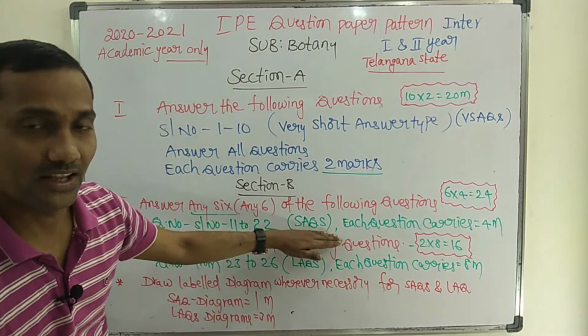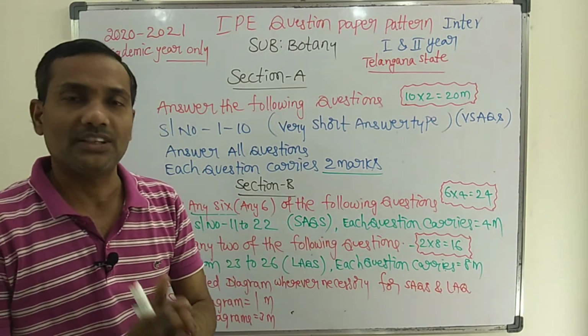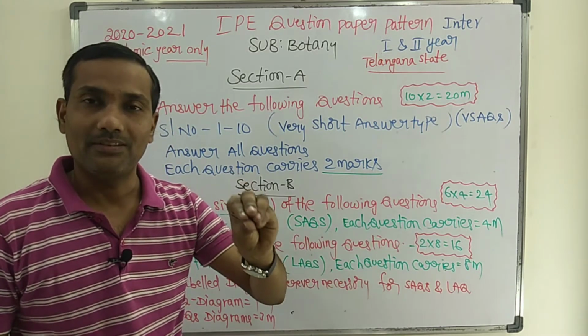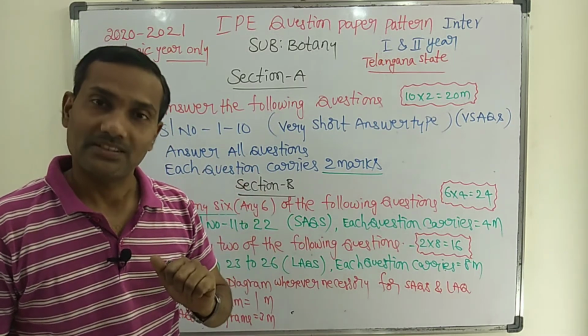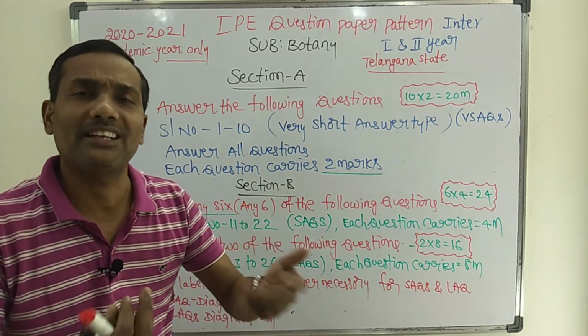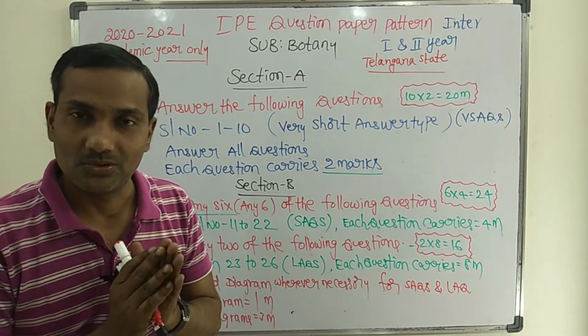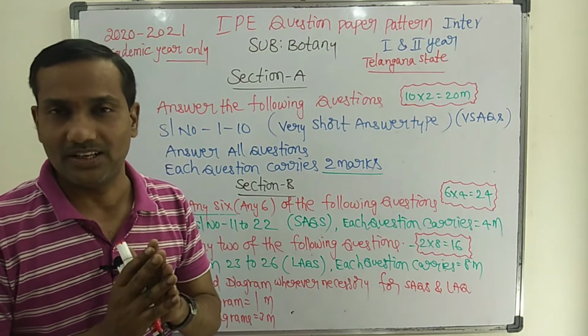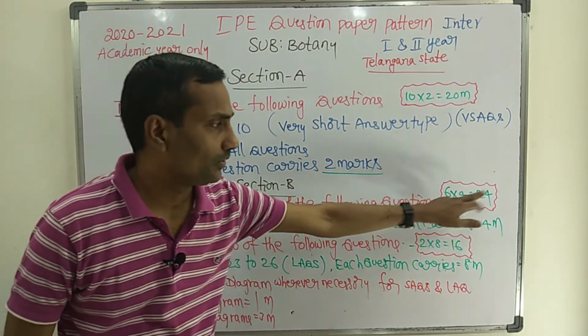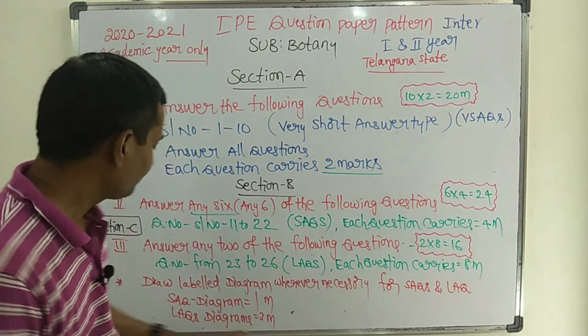These are short answer type questions. Each question carries 4 marks. Here there will be a choice: a total of 12 questions, and you can write any 6 out of 12. 6 into 4, 24 marks.